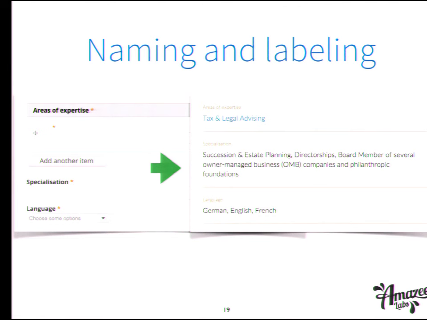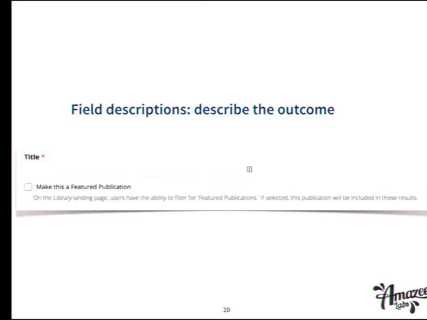You know where you're going to place the information on areas of expertise of a particular person, and you know where you can input this information to present it on the website. It's also important to describe the fields, but not like "this is the field to write some text about something." It's important to give the information about the outcome.